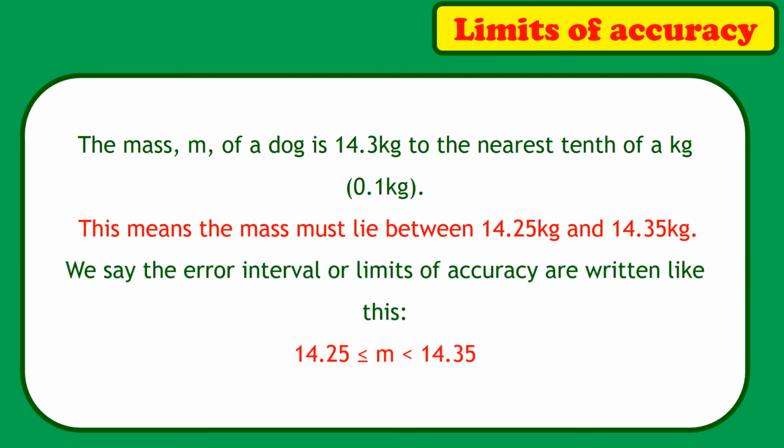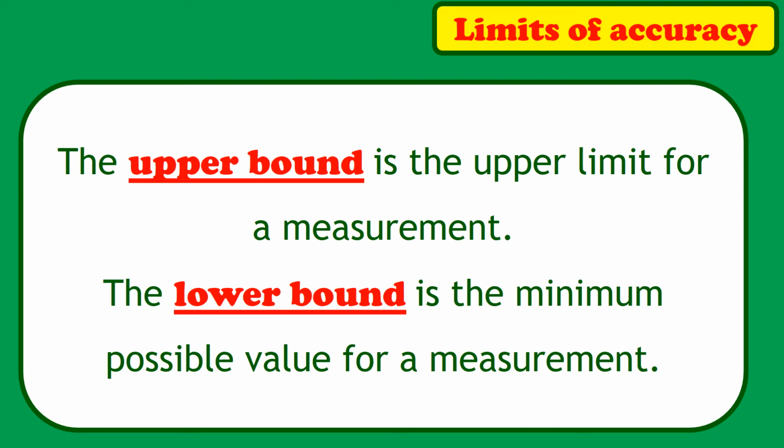And we can write it like this. The error interval, or the limits of accuracy, are written like this. What this is saying is that the mass is greater than or equal to 14.25, and it's less than, but it can't be 14.35 itself, anything up to 14.35, because if it were 14.35, it would round up to 14.4. So a bit of terminology. The upper bound is the upper limit for a measurement, and the lower bound is the minimum possible value for a measurement.